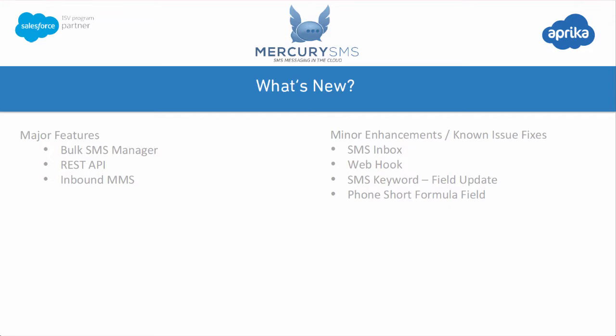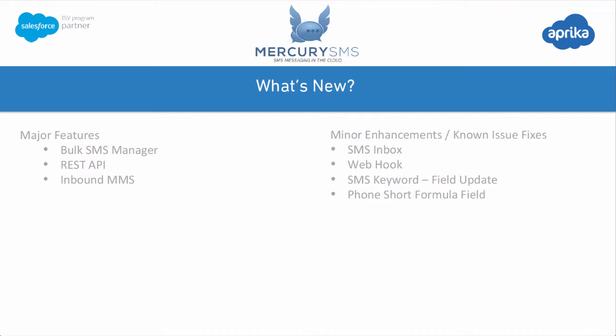So we're taking a look at what's new. We've got a few major new features as well as a few minor enhancements and known issue fixes. The main things that are new are the bulk SMS manager, which is going to provide you with the ability to send outbound bulk messages to list views in both Salesforce Classic and Lightning Experience.